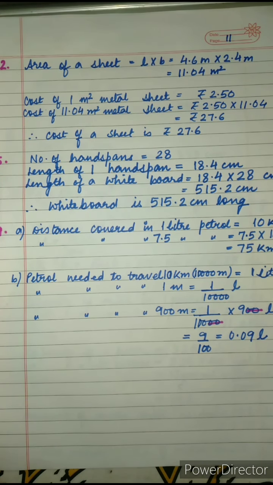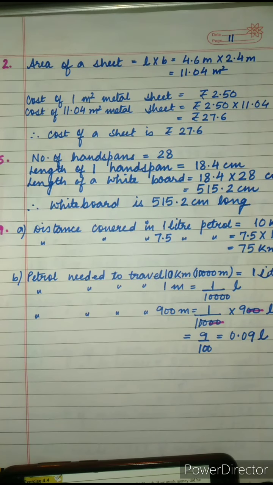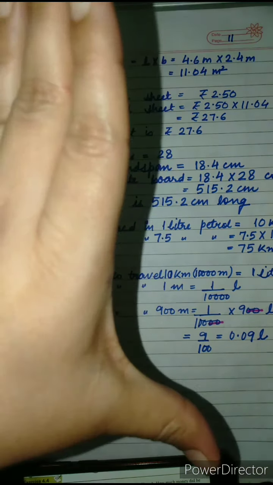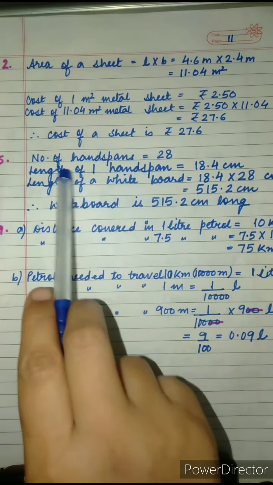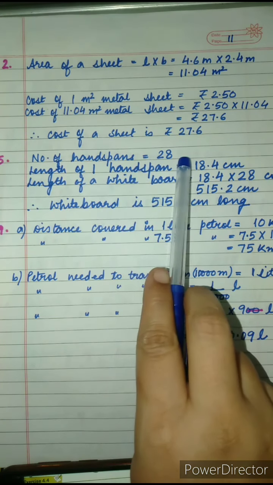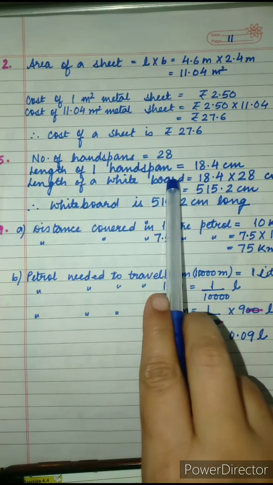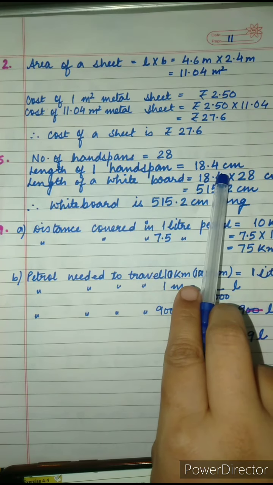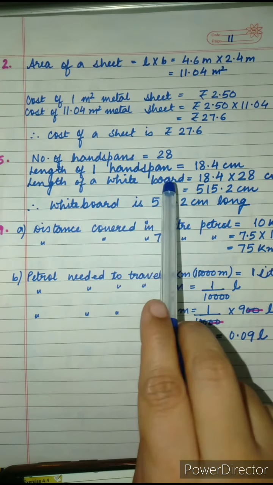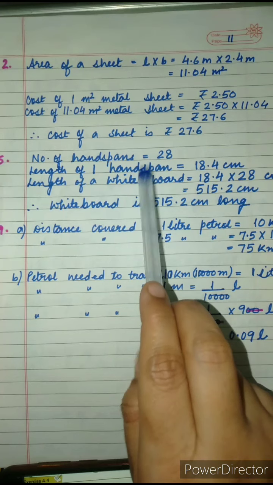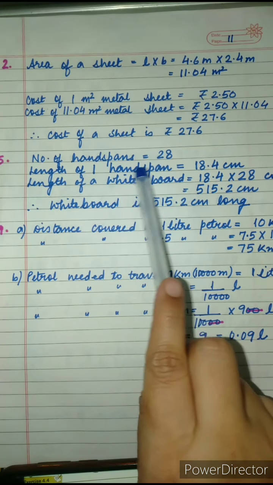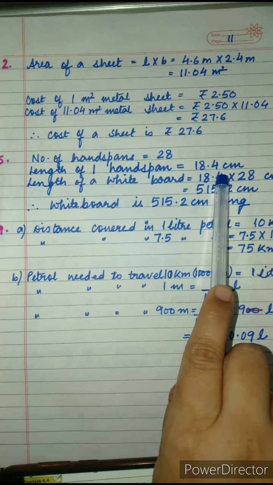Now question number 5. Sheila measures a whiteboard with her handspan and finds that it is 28 handspan long. Her handspan is 18.4 centimeter long. Now handspan is when we measure with the hand like this, that is the number of hand spans. How many are there for Sheila? 28, and how much length is one hand span? 18.4 centimeter. And now we have to find the length of the whiteboard. Now the total number of hand spans is 28 and one hand span's length is 18.4 centimeter.